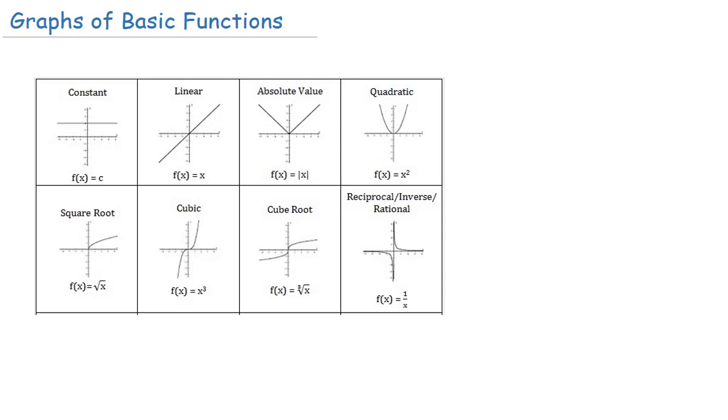So the first one is the constant function. And notice visually that's just a horizontal line. So this is a function that no matter what x is, when you plug it in, you're going to get whatever y value this number equals. So c represents a constant number. So it could be like the number 3, and then no matter what x is, y is always 3.